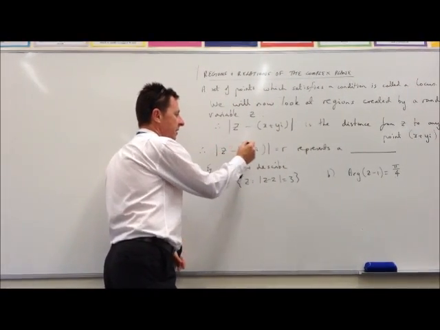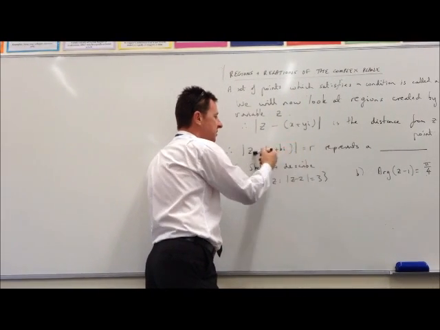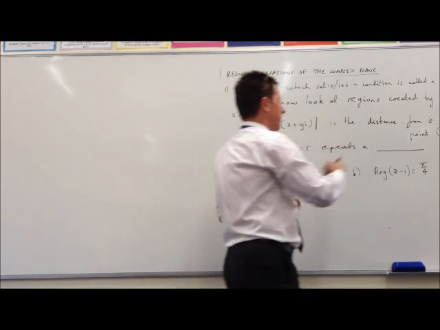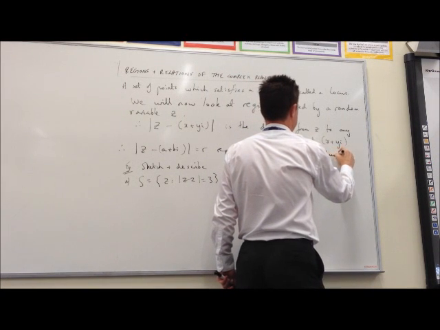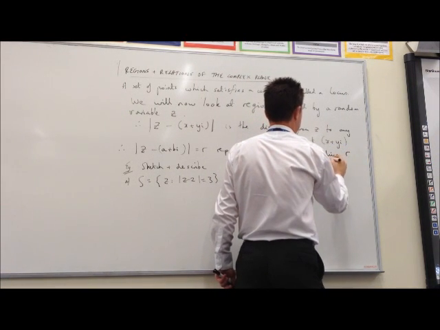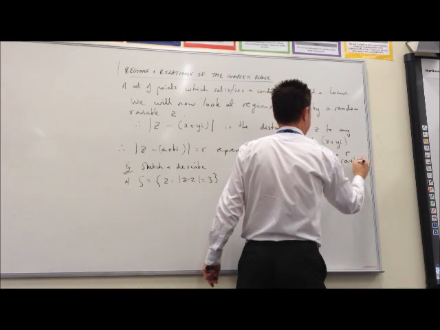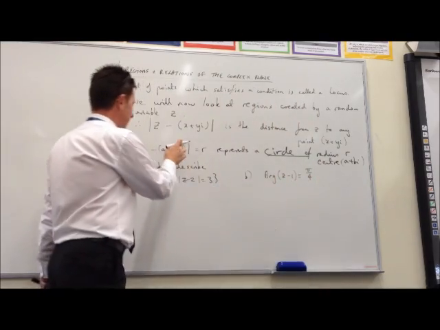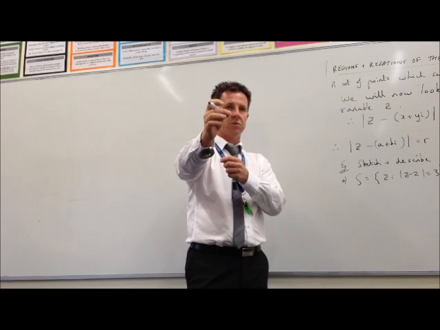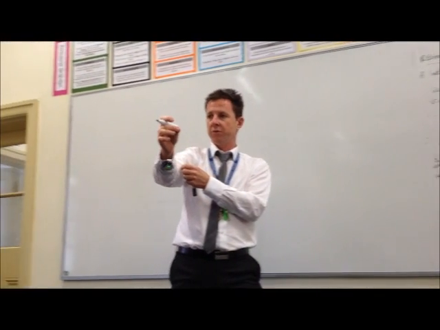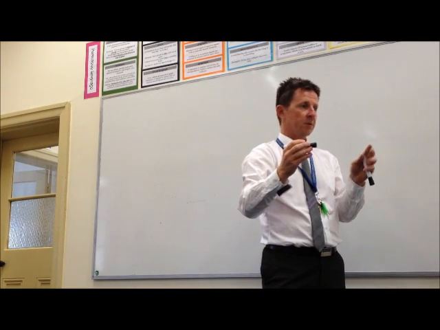The distance between me and the fixed point is r. If that distance between us is always the same thing, then you have a circle of radius r and centre a plus bi. Where I was there, that pivotal thing, that represented the centre of the circle. And the distance that I move around is the radius. Is everyone happy with that?